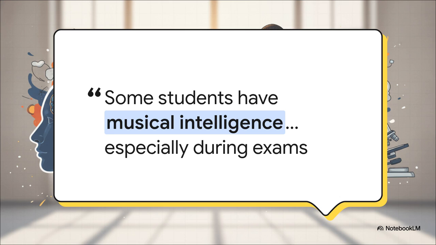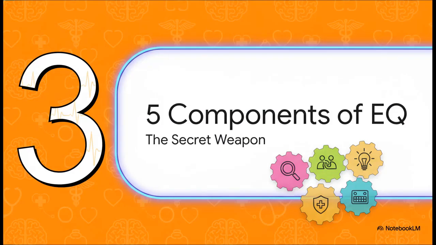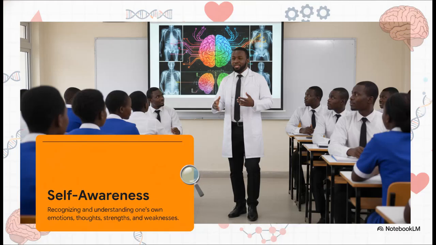Okay, jokes aside, the core takeaway here is that human capabilities are incredibly vast and varied. Which brings us to part 3, the 5 components of emotional intelligence, or EQ. The very first component is self-awareness. This is the absolute bedrock of EQ. It is the ability to recognize and truly understand your own emotions, your thoughts, your strengths, and yes, your weaknesses.